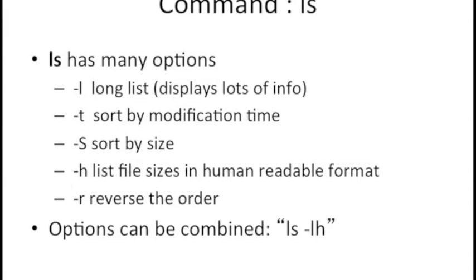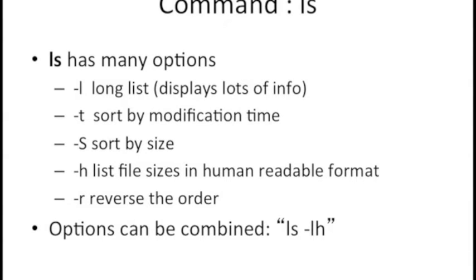And ls does have a couple of options. One of them is -l. L stands for the long list. It displays a lot of information, such as when the file was created, how large the file is, and so on. Also, if you want to sort by modification date, you can use the -t option, and it will do it for you. -S capital sorts by size.